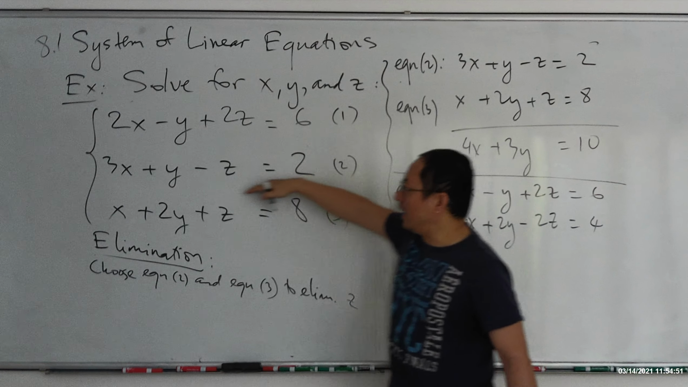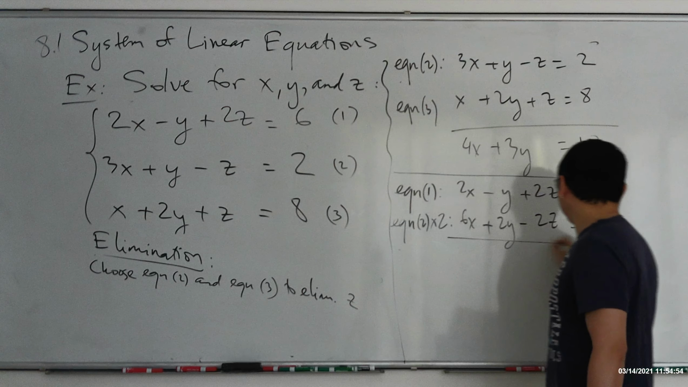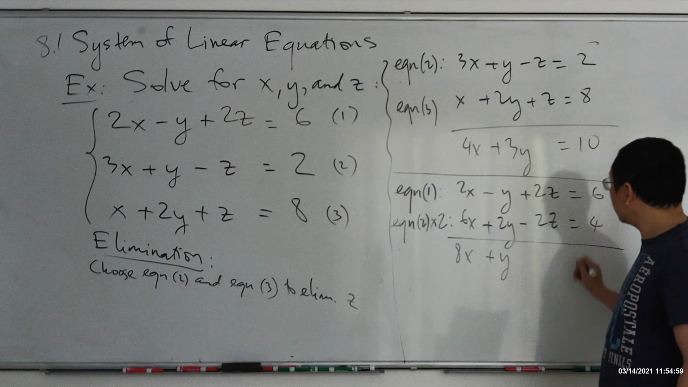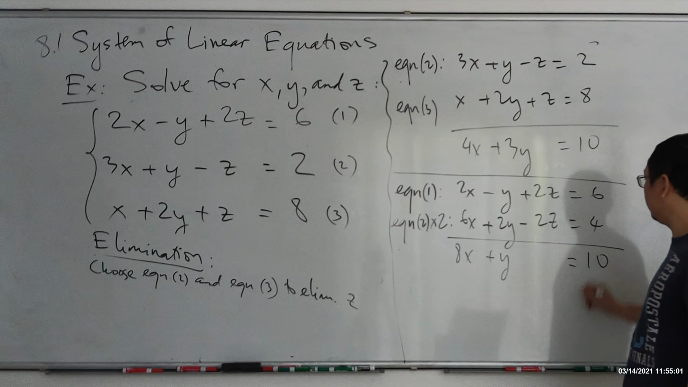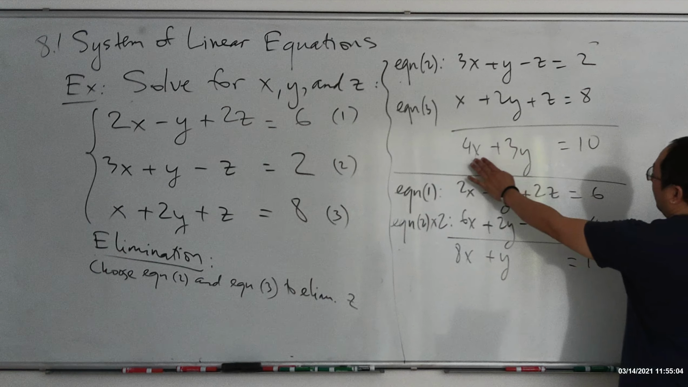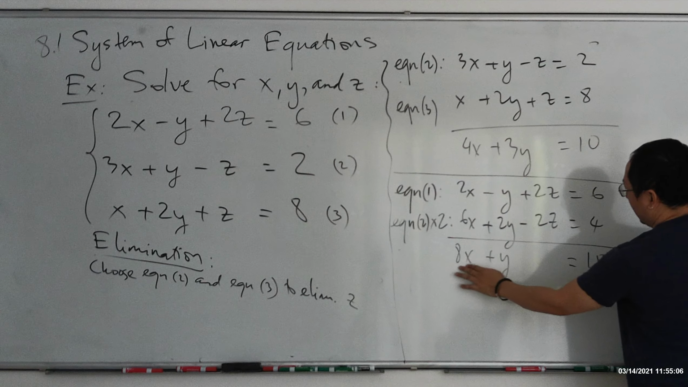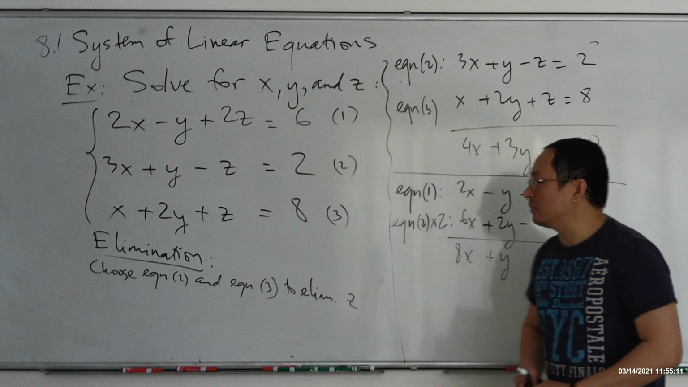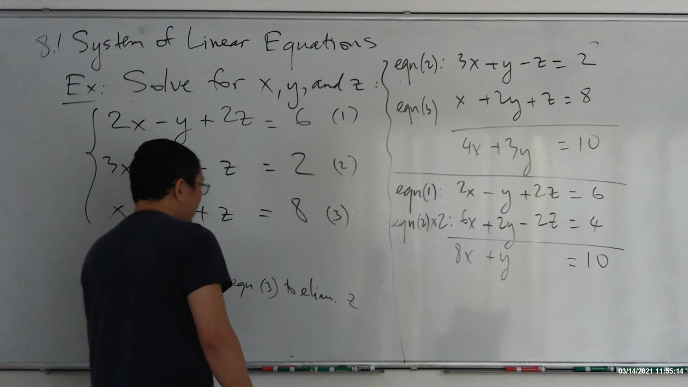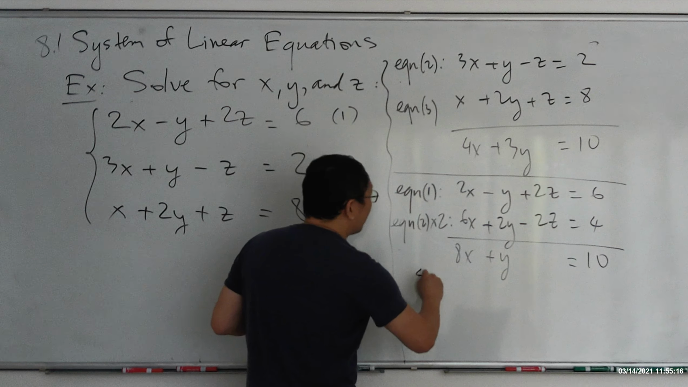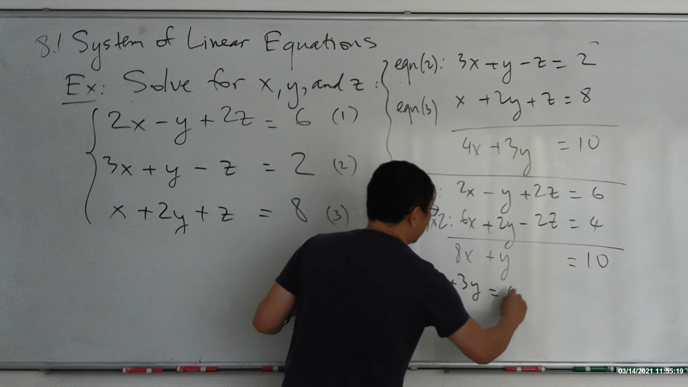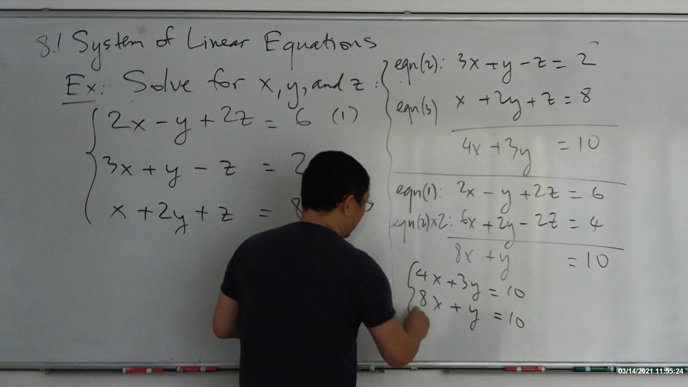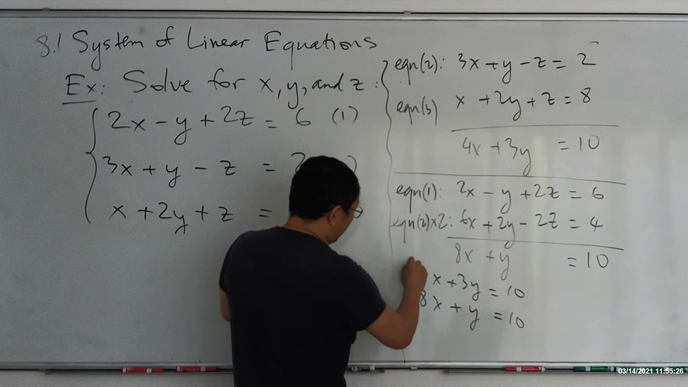Keep in mind, I have to multiply everything by 2. Now I'm going to add them up. I got what? 8x plus y, of course z cancels out, equal to 10. What are we getting? We are getting a new, simpler system of just two variables with two unknowns. They are 4x plus 3y equal to 10 and 8x plus y equal to 10. Okay? My curly bracket looks ugly, so let me change it.